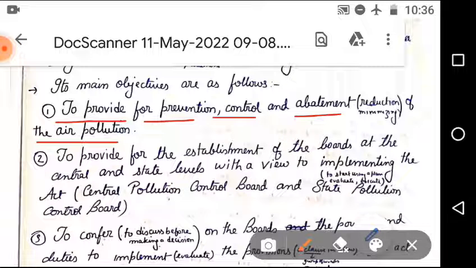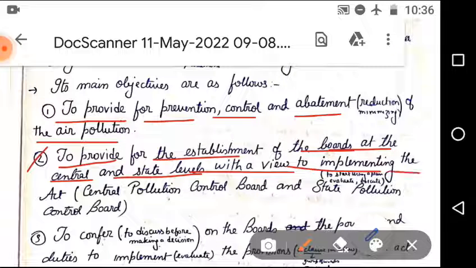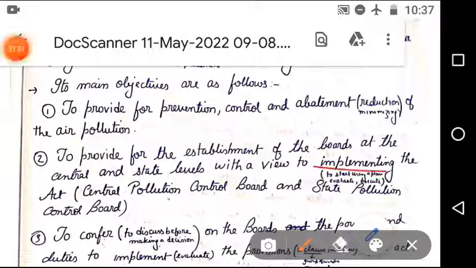Second point, to provide for the establishment of boards at the central level and state level with a view to implement the act. That means to make this act functionally active, we have to prepare a group, a board of people at the central level and also at the state level, to implement, that means to put that plan into effect. What we want here, air pollution control, is to be put into effect by the central board and the state board.